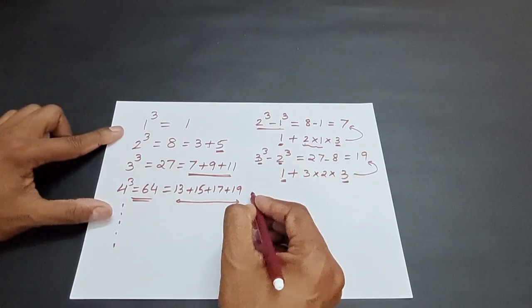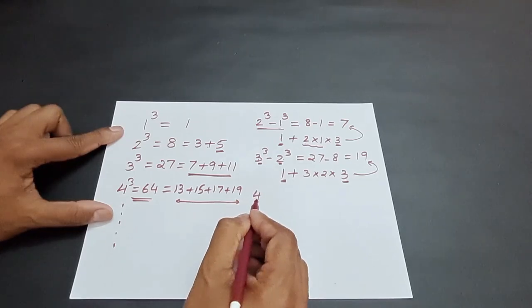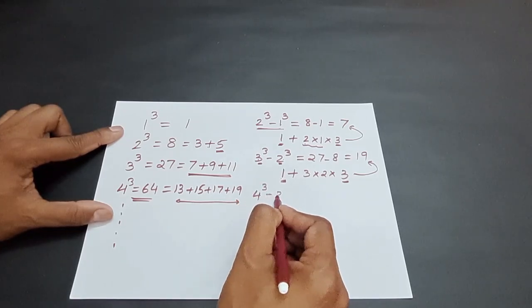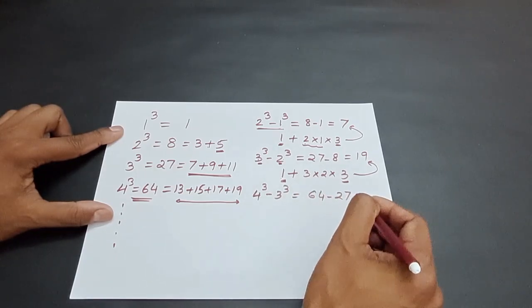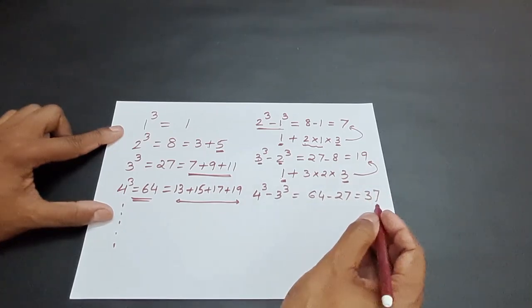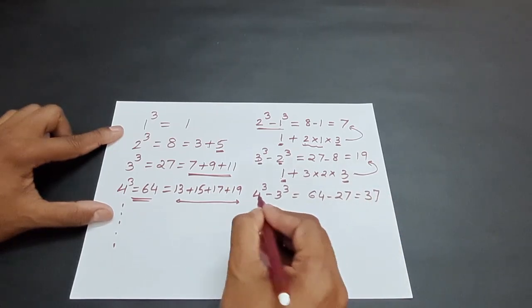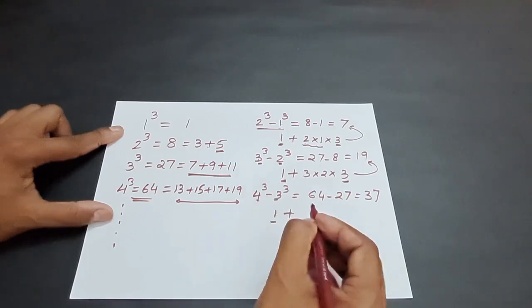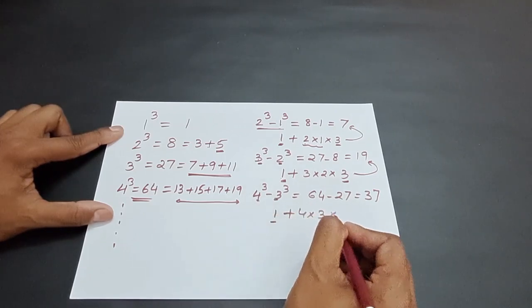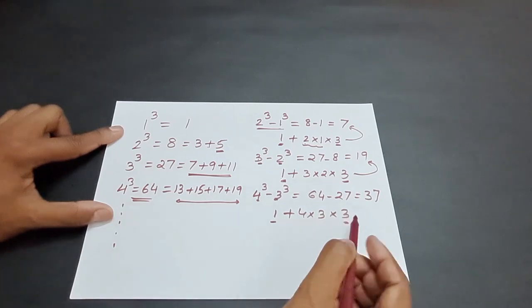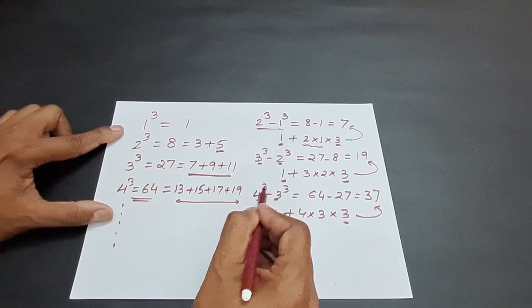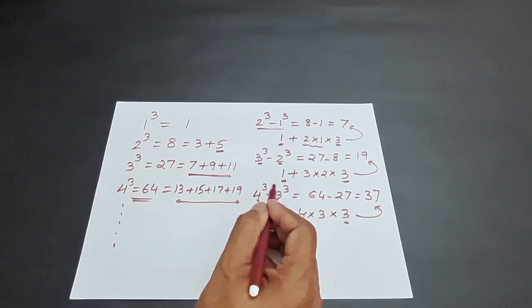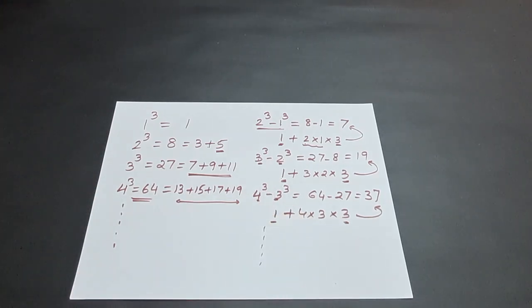So this pattern can be written for any two consecutive natural numbers, that is 4 cube minus 3 cube. So you can verify 64 minus 27, and that is 37. So how do you obtain 37? 1 is fixed, then we have plus 4 and 3 multiplied, and then 3 is the fixed number. So you get 37, and this pattern continues for any two natural numbers' cubes which are subtracted, and that completes our activity on cubes of natural numbers.